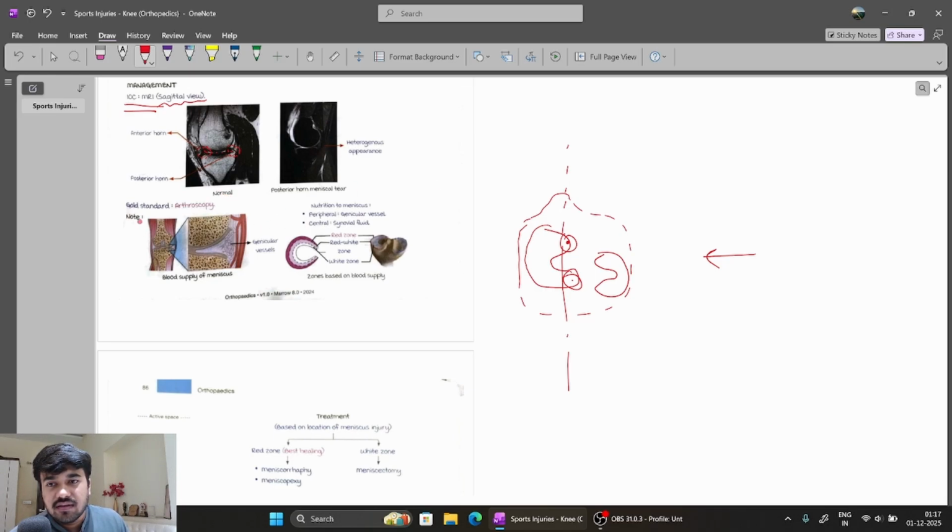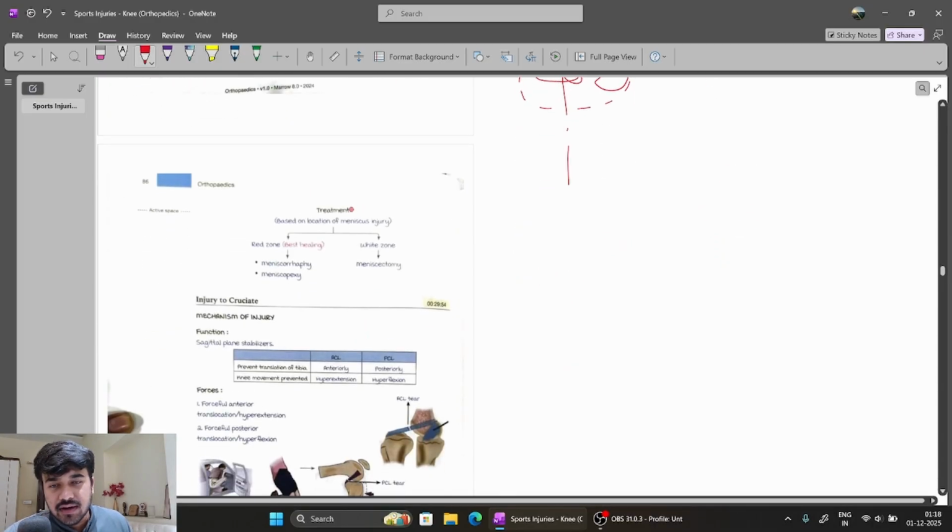Also, obviously, the gold standard investigation is arthroscopy, as we talked about earlier. For intracapsular sports injuries, we can use arthroscopy, which is the gold standard, right? Now, coming on to the treatment.